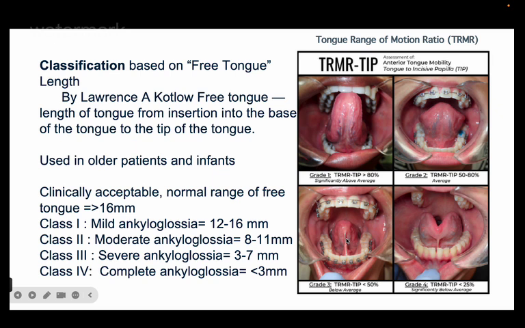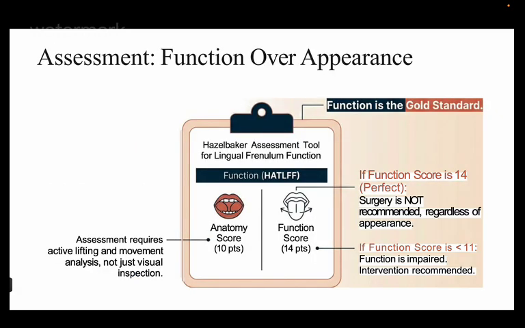When the person cannot raise the tongue completely towards the palate, or not even close to the palate, it becomes less than 50%, it is grade 3. And when the person cannot raise the tongue at all, and it forms a heart-shaped tongue tip, that is, the movement is less than 25%, it becomes grade 4. So you can see the tongue movements, free tongue movements.